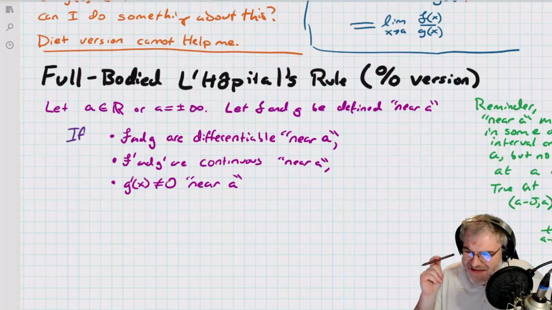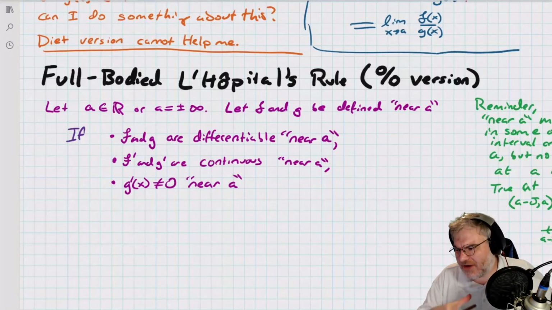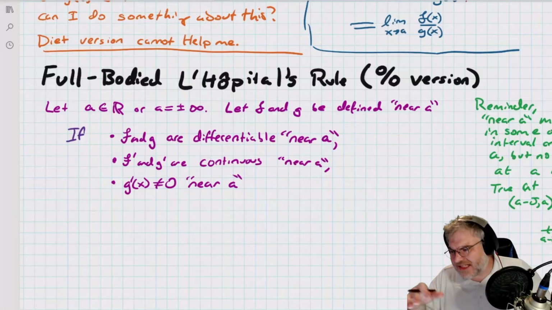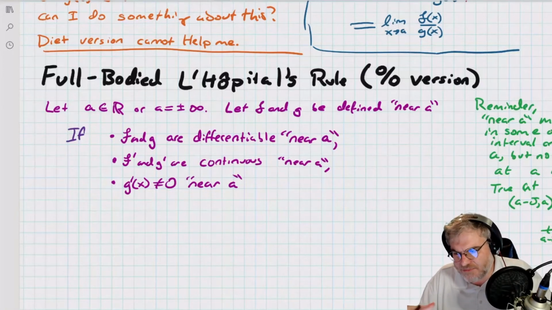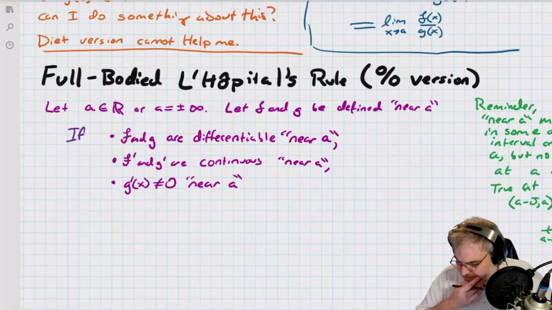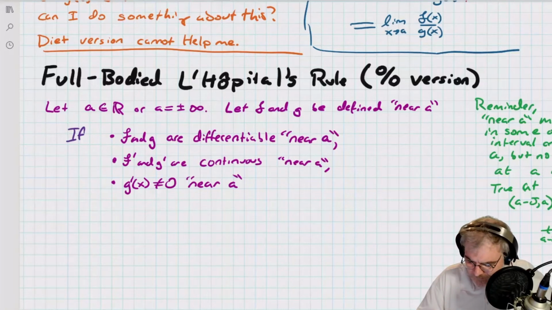I can't have something on the bottom that is just flat. I need it to not be constant on the bottom, and I need it to not be one of these weird things where every neighborhood has a place where it's 0. But I'm kind of already dishing the weird stuff when I'm demanding that F prime and G prime be continuous. So I just need it to not be the 0 function near A.